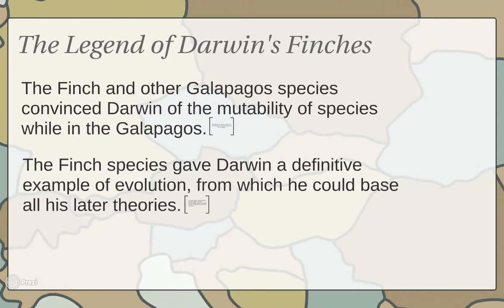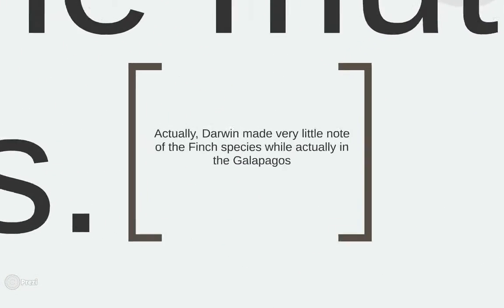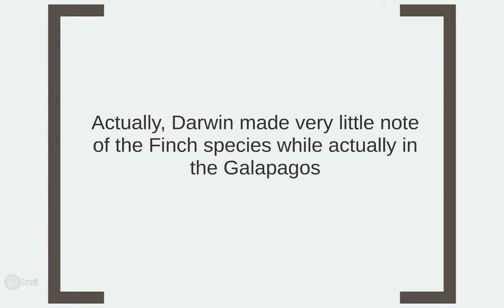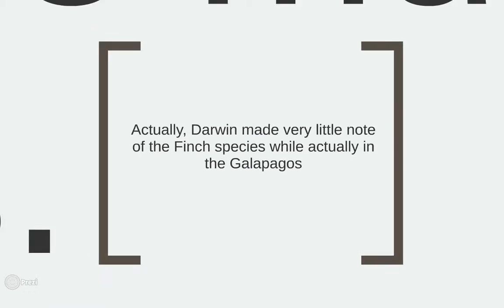The legend of Darwin's finches puts forth 2 incorrect assumptions. Firstly, that the finch and other Galapagos species convinced Darwin of the mutability of species while in the Galapagos. Actually, Darwin paid little attention to the finch species, and it was only after seeing Gould's analysis of them and adopting an evolutionary framework that they became interesting to him.